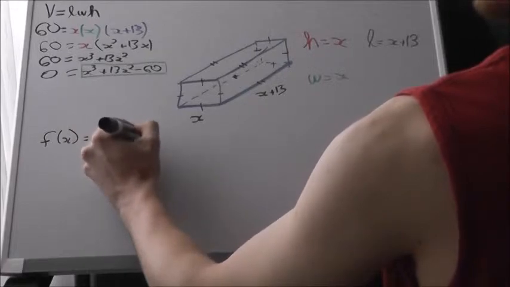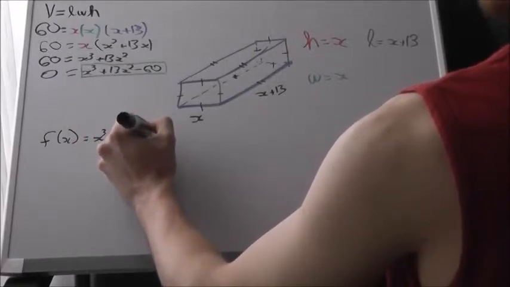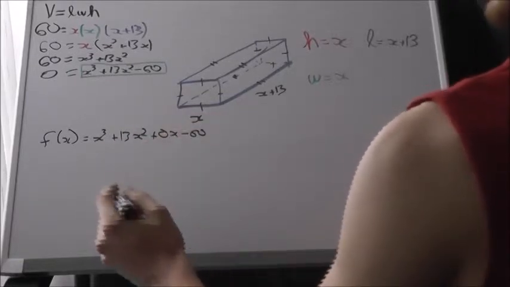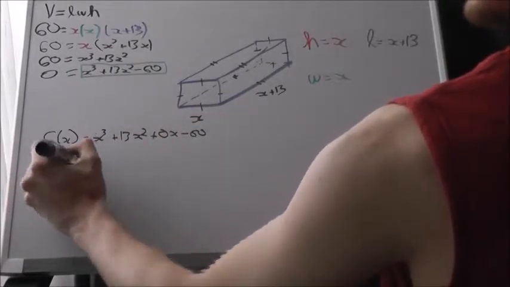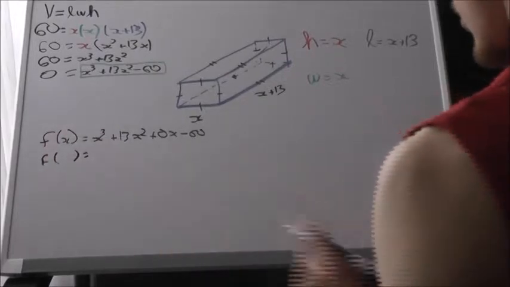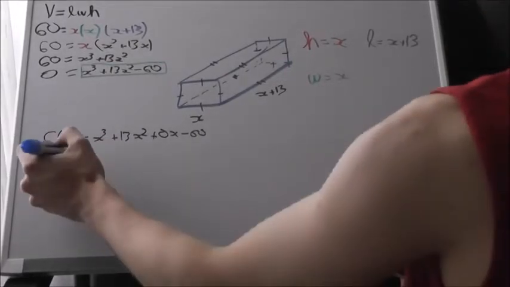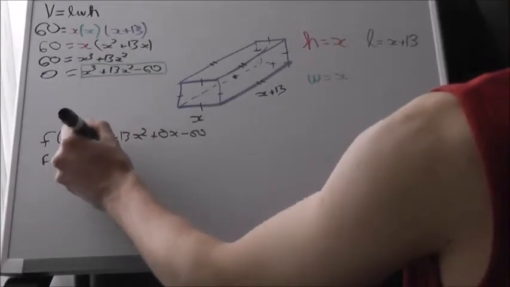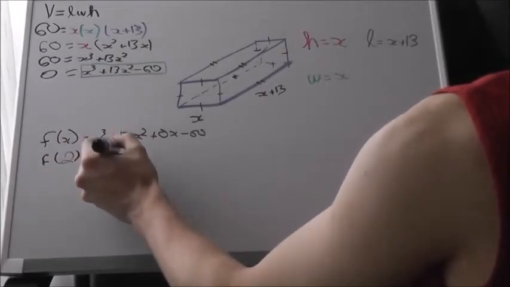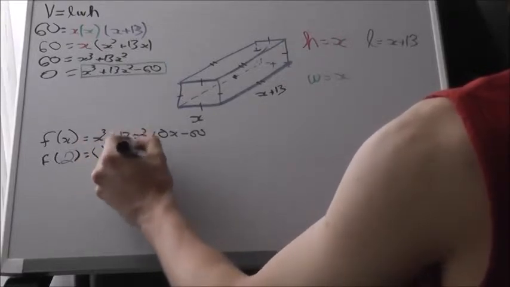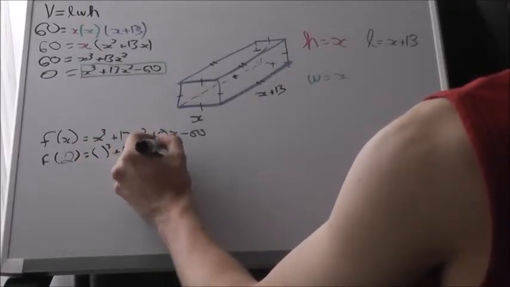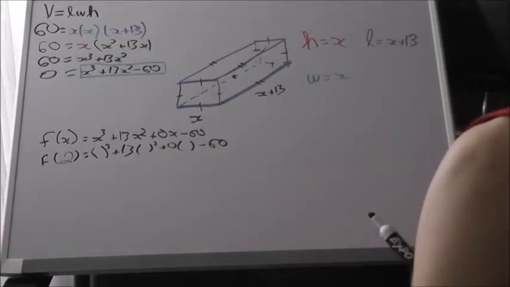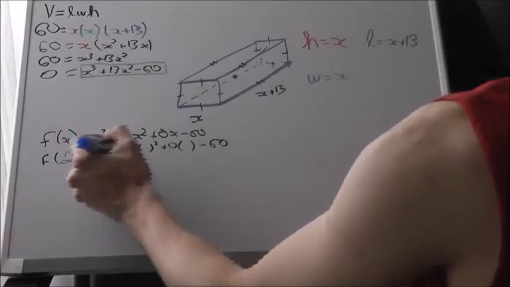So we write down f of x is equal to x cubed plus 13x squared plus 0x minus 60. The 0x is there so that we know to include that later on when we are factoring. Now, let's try f of 2. So everywhere that there is an x, we will be substituting in 2. The reason for this is so that I can use synthetic division to factor my equation.